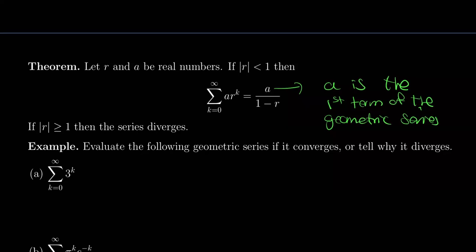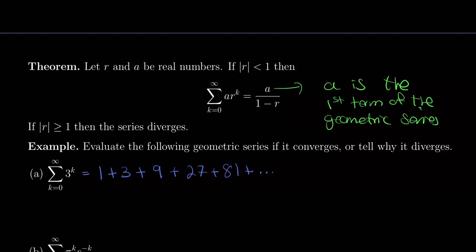Okay, so let's do an example. Part A, the sum from k equals 0 to infinity of 3 to the k. Start off by plugging in numbers, and maybe simplify along the way. I got 1 plus 3 plus 9 plus 27 plus 81. Don't forget your dot dot dot to denote that this is an infinite series.